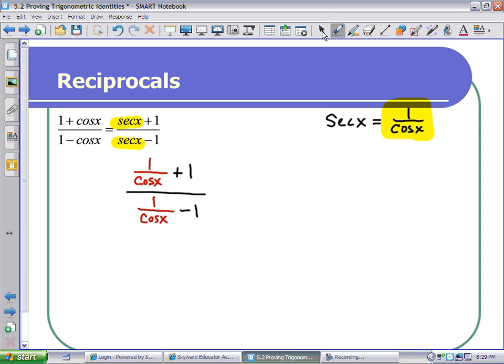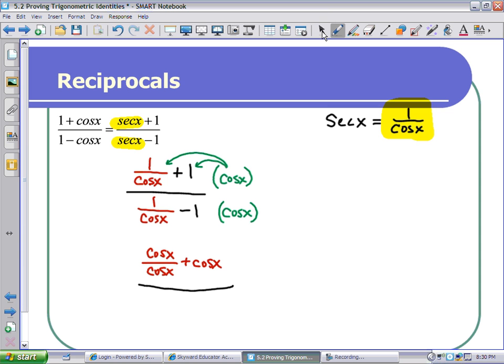Or if I multiply the numerator by cosine x and I multiply the denominator by cosine x, I don't have to work with fractions at all. So take the cosine x, and that's going to get multiplied by that first fraction, which is going to give you cosine x over cosine x. And then I'm going to take cosine x times 1, which is going to give you plus cosine x.